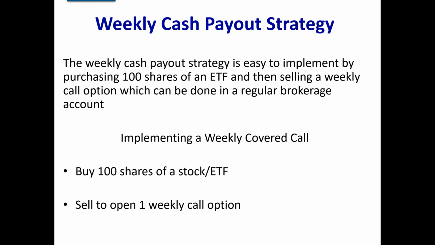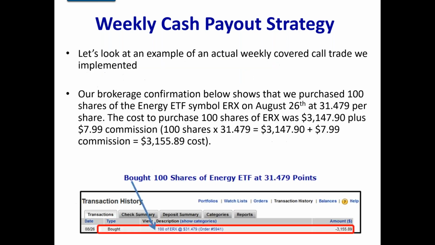Now, the cash payout strategy is easy to implement by purchasing 100 shares of an ETF or a stock and then selling a weekly call option, which can be done in a regular brokerage account. So easy to implement. You just buy 100 shares of the stock or ETF and sell to open one weekly call option. And let's look at a trade that we implemented recently.